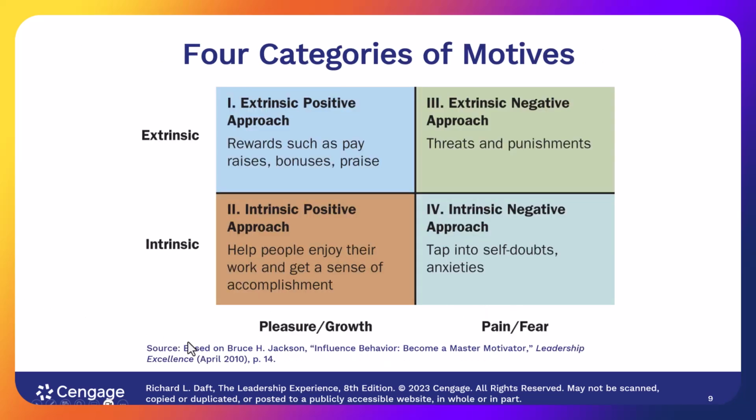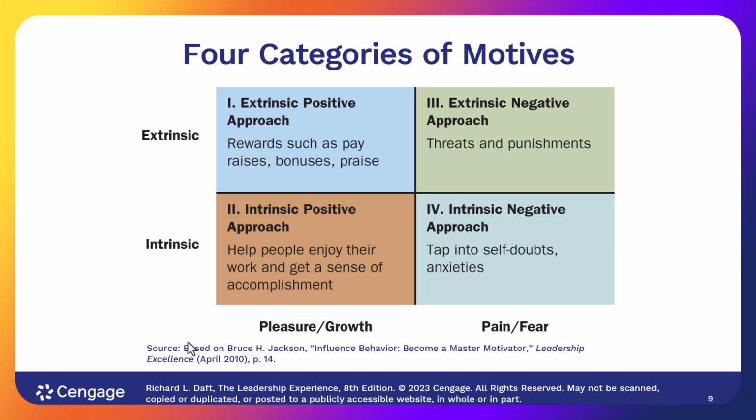So, four categories of motives. So we have the extrinsic and intrinsic. So we have extrinsic, let's look at this. Extrinsic positive approach, rewards such as pay, bonuses, and praise. Extrinsic negative approach. So, I'm sorry, let's go back. Extrinsic positive approach, you see rewards and stuff. Now if you go to the bottom, you see intrinsic positive. Help people enjoy work and get a sense of accomplishment.